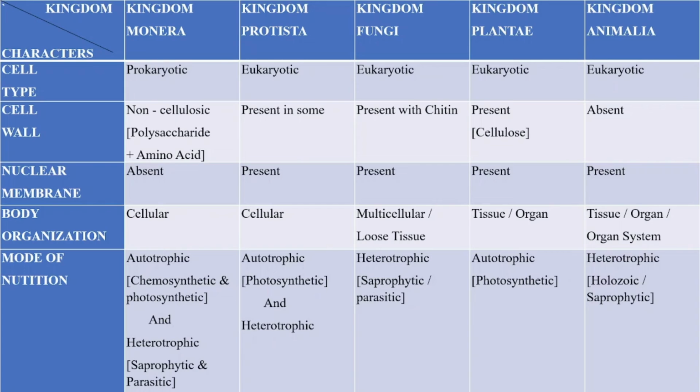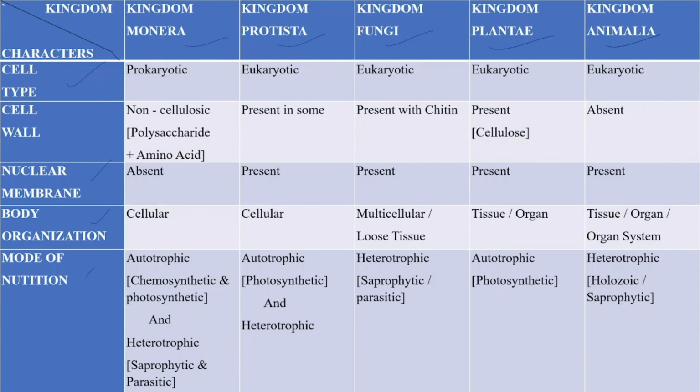So I have summarized everything into one table. So let's do a quick revision of this summary. The first one shows kingdom Monera, then kingdom Protista, kingdom Fungi, kingdom Plantae, Animalia, and these sides are the characters: cell type, cell wall, nuclear membrane, body organization, mode of nutrition.